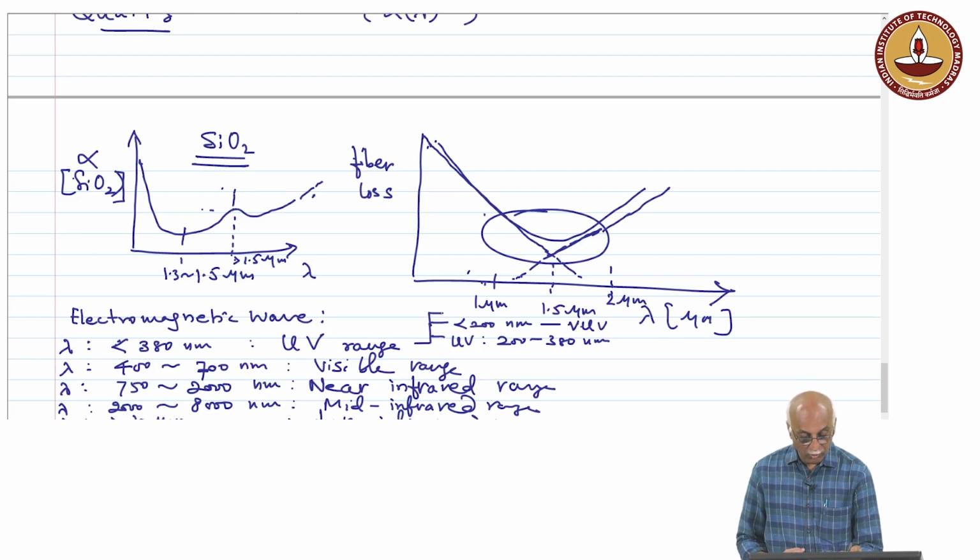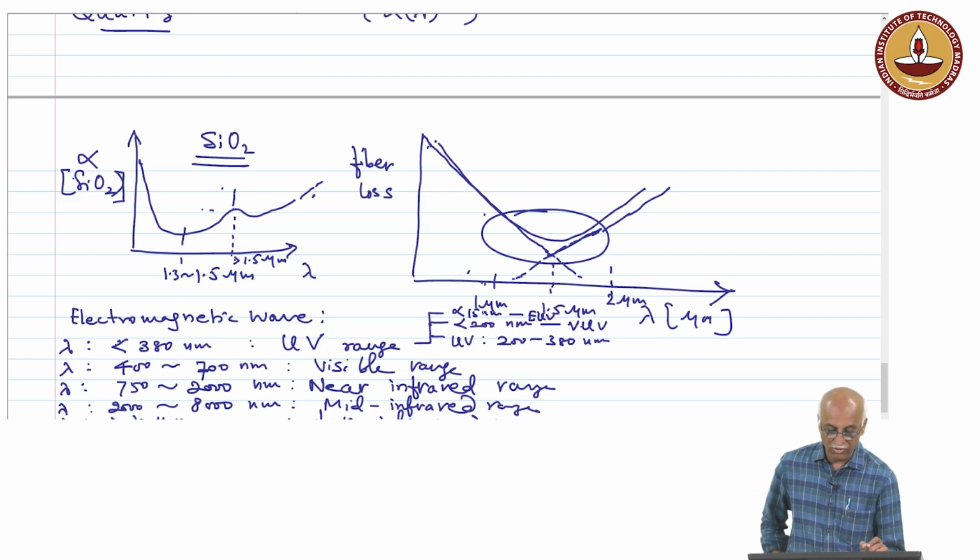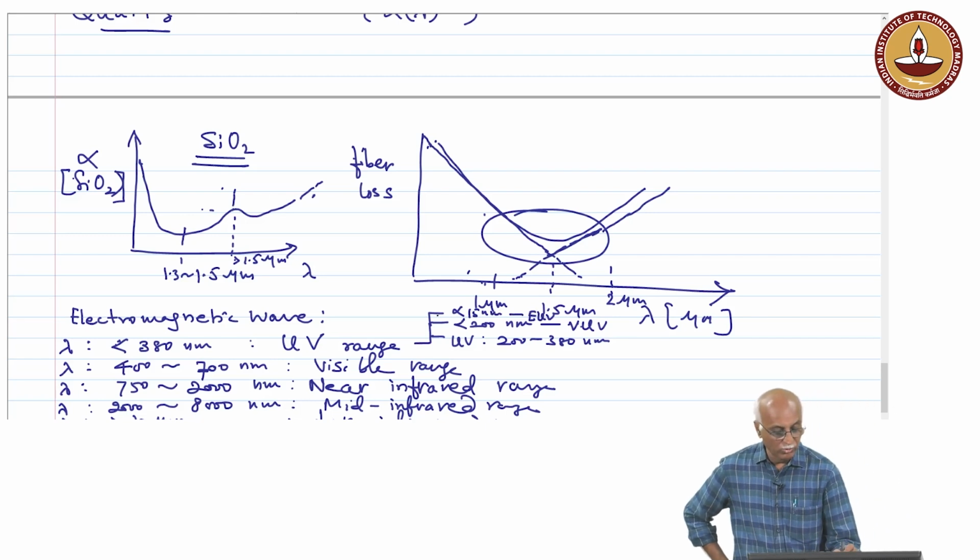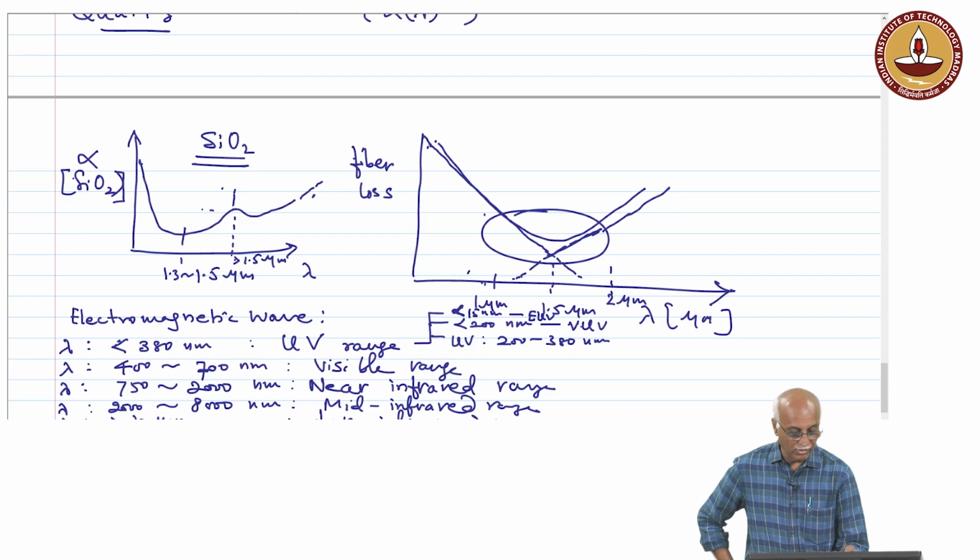There is one more range, less than 13 or 15 nanometer, 13 is extreme ultraviolet, EUV. We will not go into those details, I am just trying to give you an idea.